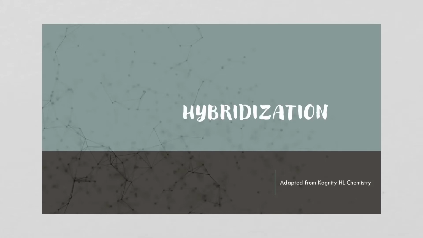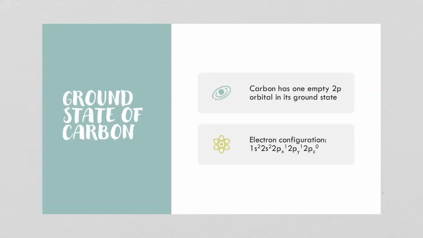In this video, we're going to explore the concept of hybridization. So we're going to look at the ground state of carbon. Remember that carbon has one empty 2p orbital in its ground state. If we broke up the electron configuration, we have 1s2, 2s2, and then if you divide the p orbitals into their x, y, and z counterparts, there's one electron in 2px, one in 2py, and none in 2pz. So there is one completely empty 2p orbital in the ground state.